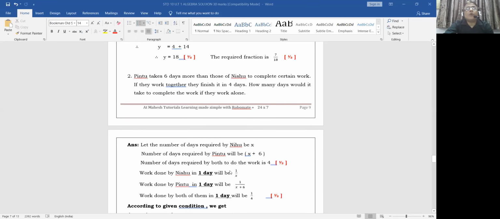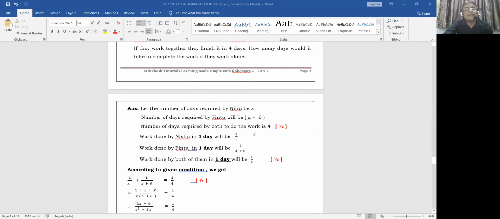Number of days required by both of them is equal to 4. But since it is a work wala sum, work is mentioned, we have to find out the work done in 1 day, 1 hour. So here the units are days. So I will find what Nishu will do in 1 day, the reciprocal of the total number of days. So x is there, reciprocal of that is 1 upon x. That is work done by Nishu in 1 day. Then reciprocal of the total days, which is x plus 6, so reciprocal will be 1 upon x plus 6. That is the work done by Pintu in 1 day. And together, work done by them in 1 day is 1 upon 4.